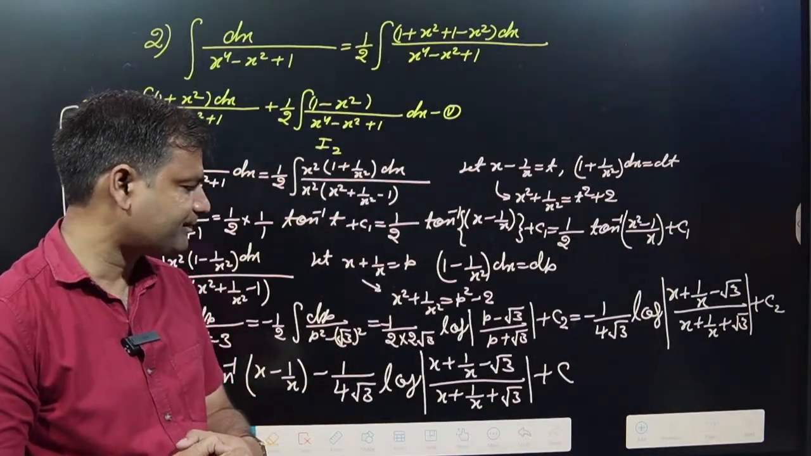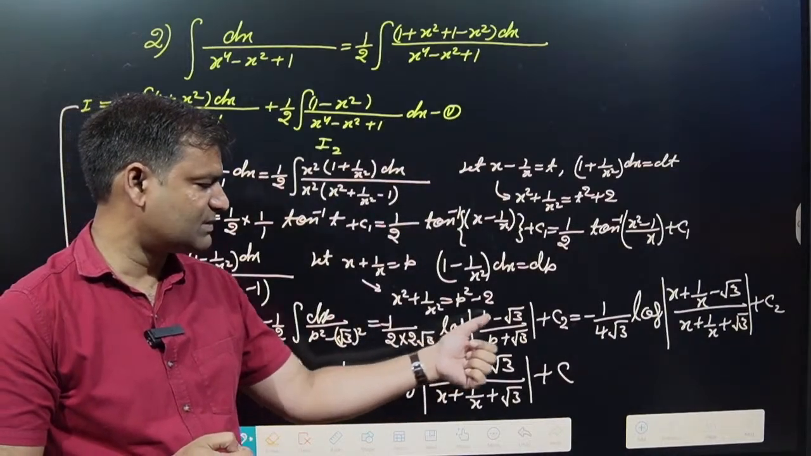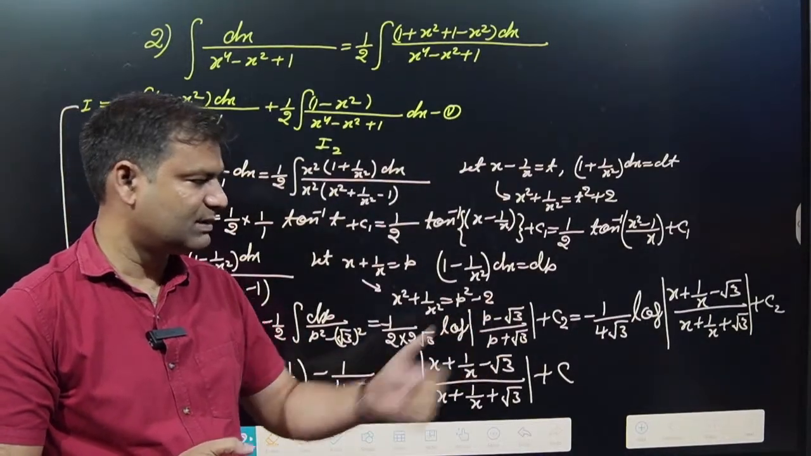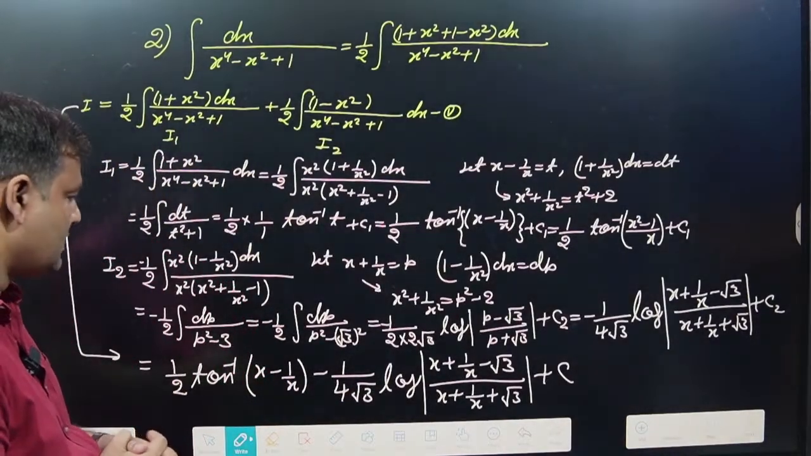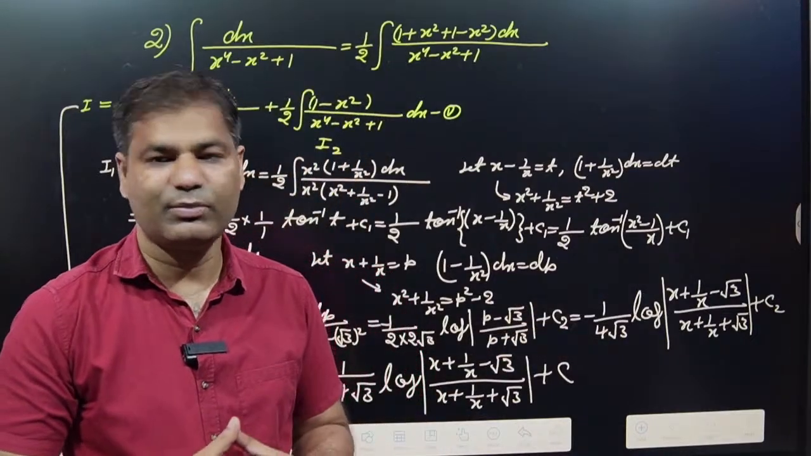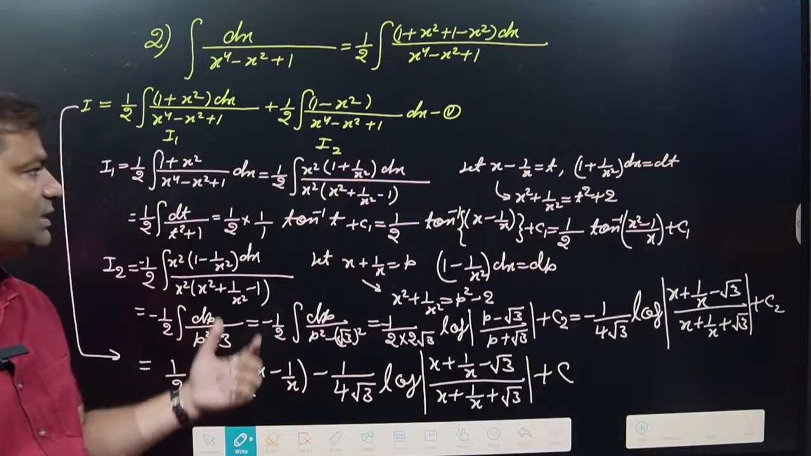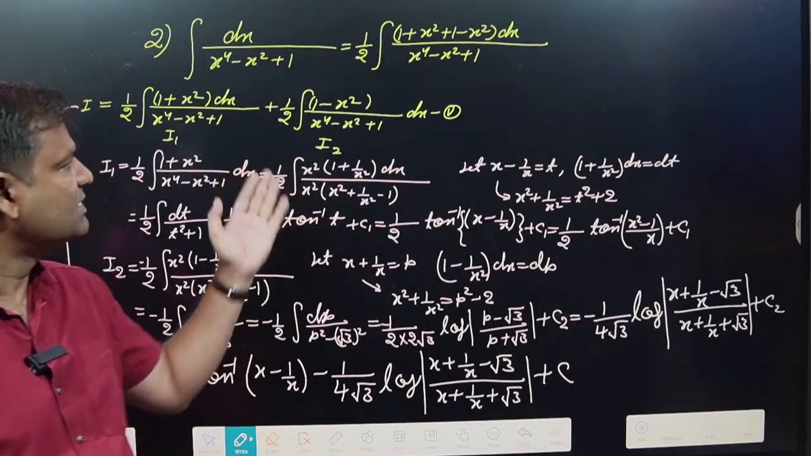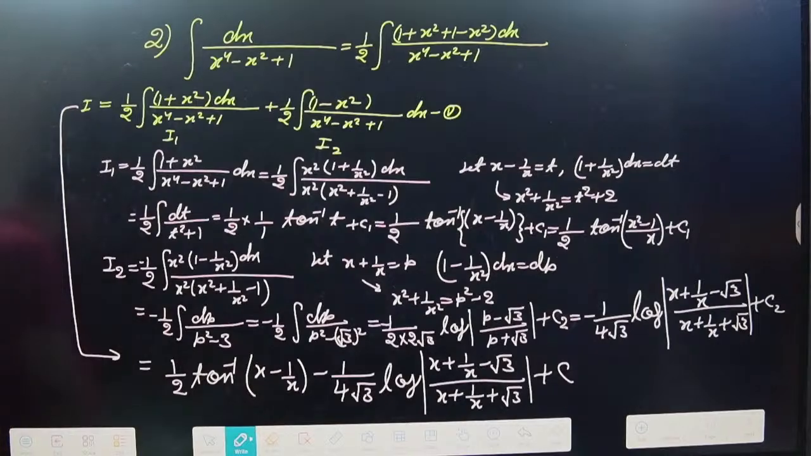After that, the integration of this is log of p minus root 3 divided by p plus root 3 plus c2. After that, look here, for p, put p basically x plus 1 upon x, then we get this. Now this is I2. Now put I1 and I2 in question number 1, then we get the final answer like that. Okay, I hope it is clear.